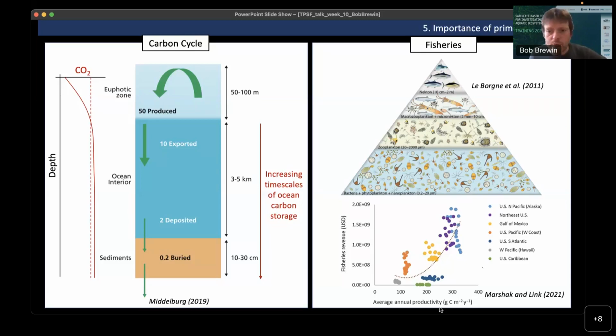So this is a nice paper I came across, I think last year, and it was some work conducted in the US where they showed how the average annual productivity here, plotted on the x-axis, is well correlated with the fisheries revenue in the US. So the higher the productivity, the larger the fisheries revenue. I mean, of course, there are many other factors that impact fisheries, but it's just to illustrate the importance of primary production in this process.